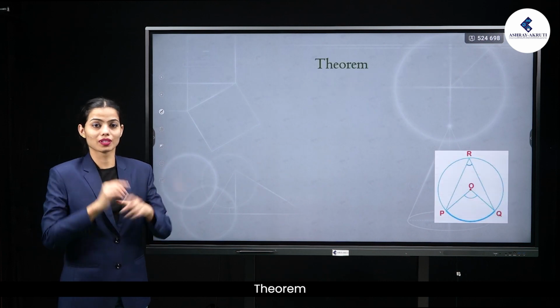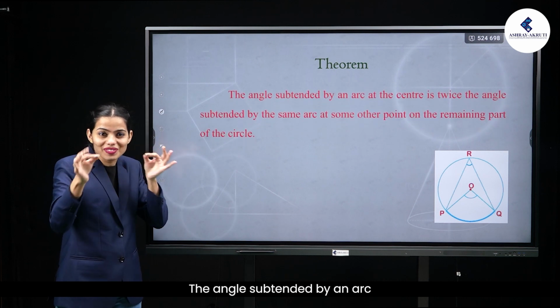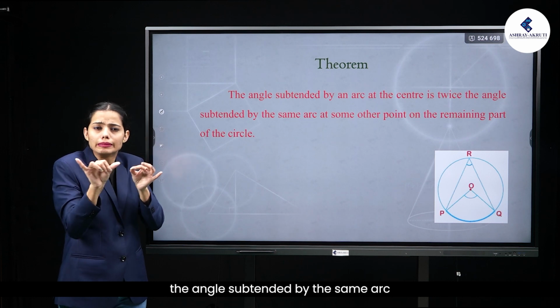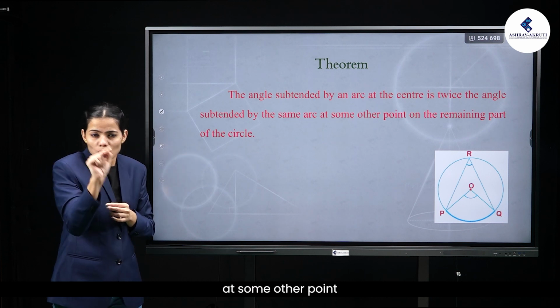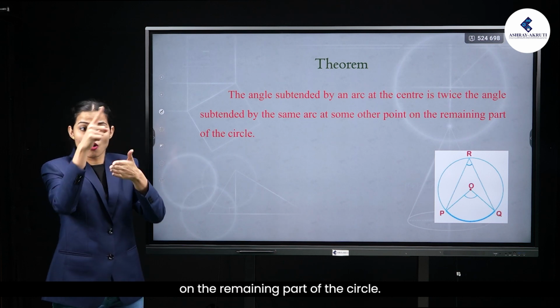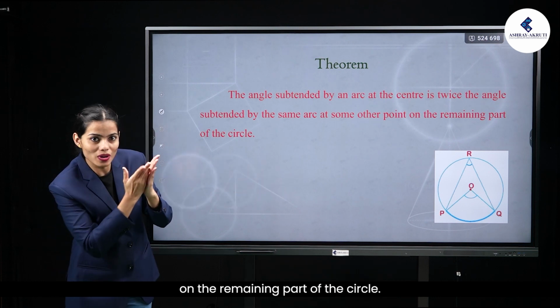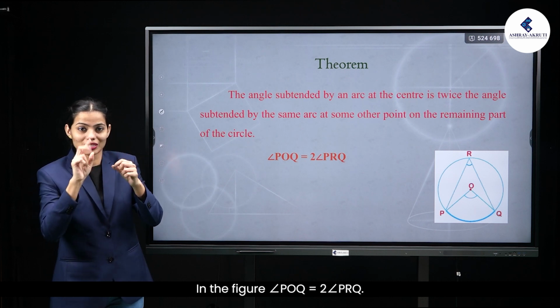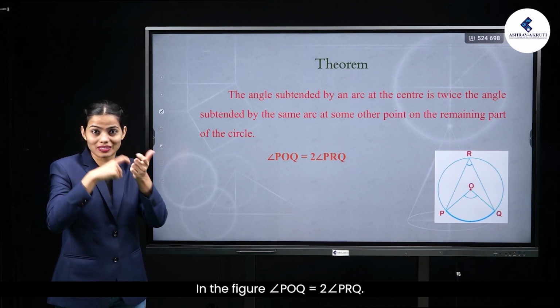Theorem. The angle subtended by an arc at the center is twice the angle subtended by the same arc at some other point on the remaining part of the circle. In the figure, angle POQ is equal to twice angle PRQ.